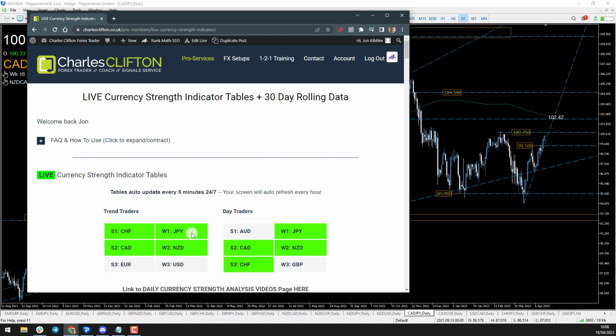With CAD, there's a lot of data coming out today. There is CPI data, followed by Bank of Canada Governor Macklem speaking. So the volatility for the Canadian dollar could be quite high today, and dependent on the outcome of that, it could cause CAD yen to move in a particular direction.